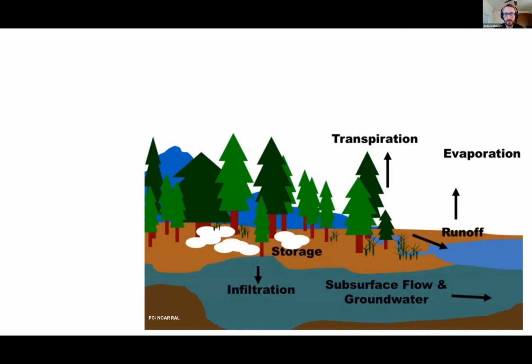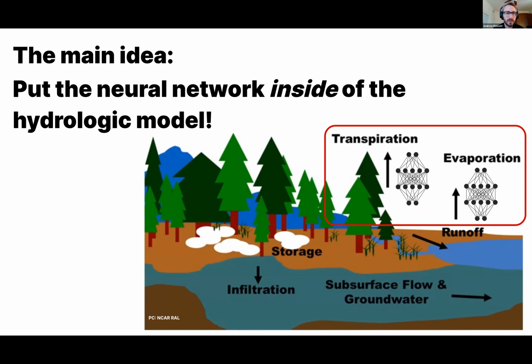So when we're talking about putting together a hydrologic model, you often start with a conceptual model of all of these different processes, and then you relate how they interact. As I have already said in the title, the main idea here is we want to replace just a couple of these processes with neural network parameterizations. This will interact with all of the other physics or empirically based relationships that are already encoded in the model.